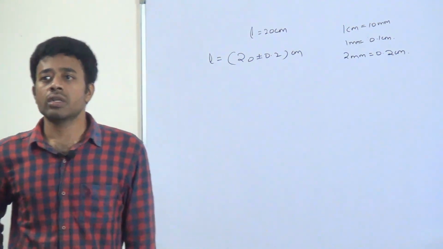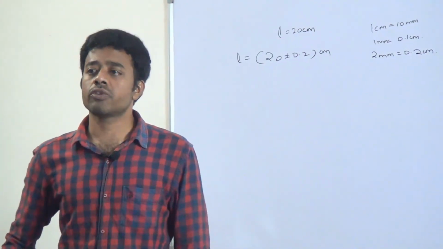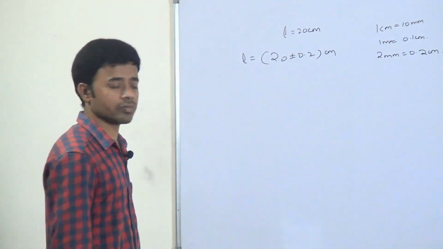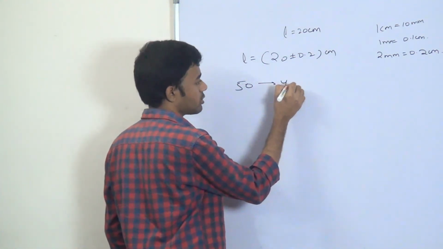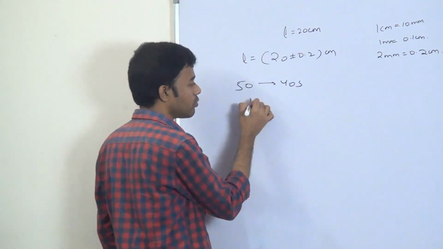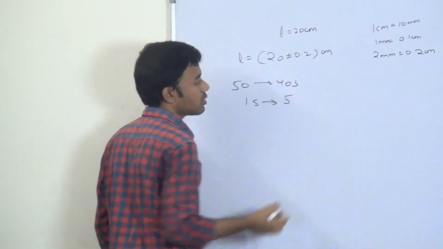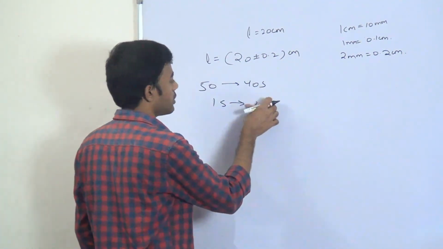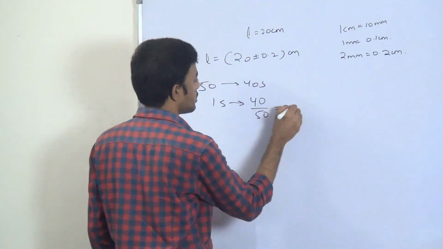Also there are 50 oscillations which were measured to be in 40 seconds. So 50 oscillations happened in 40 seconds of time. That means in 1 oscillation it takes 40 by 50, which is obviously 0.8 seconds.